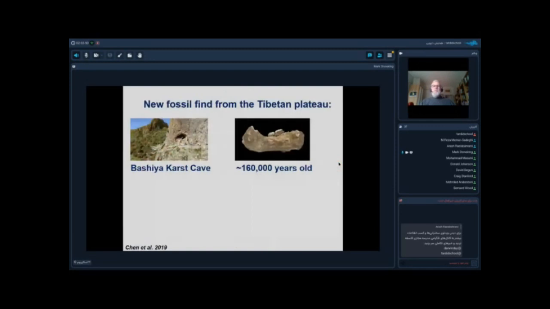But further support for this came a few years ago from a study. It's actually not a new fossil find. It's an old fossil find that's been newly analyzed. It's a jawbone, as you can see, that came from the Baishiya Karst cave, dated to about 160,000 years old. Researchers tried to get ancient DNA from it, but this is too old. There's no surviving authentic DNA there. But look at the proteins. The protein suggests it is indeed Denisovan.